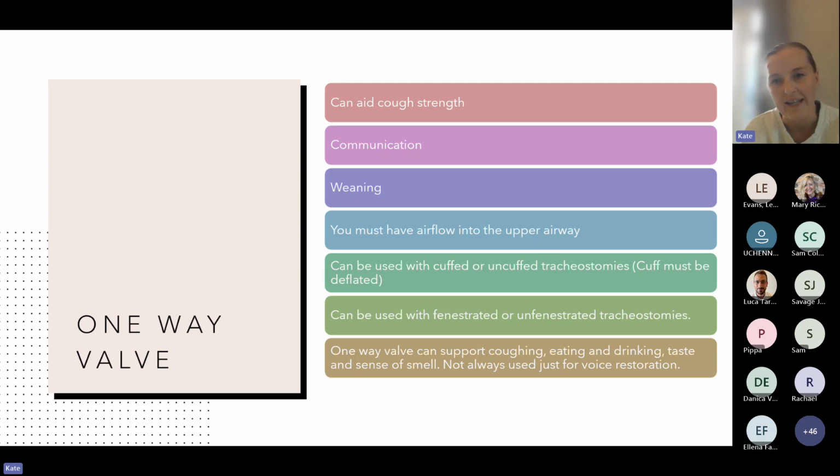But if you're doing it via a ventilator with the cuff down and the valve in line, you also need a good inner diameter to allow good enough airflow and reduce the work of breathing. So that compromise I was talking about right at the start, minimizing the outer diameter but maximizing the inner diameter, really comes into play when you're using those one-way valves, which is why making sure you've got the correct size for your patient is really, really important.